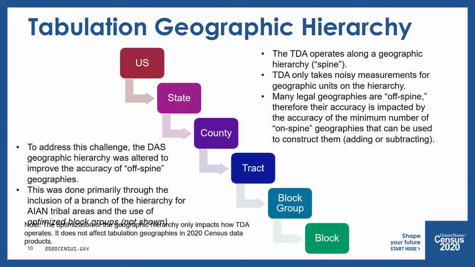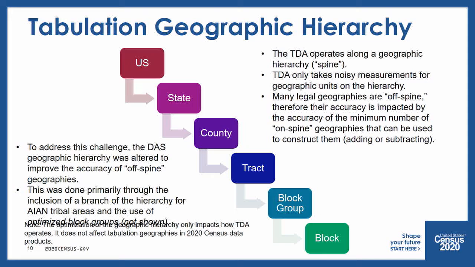Because a lot of the uses of census data are really focused on these off-spine geographies, we did want to find ways to improve overall accuracy for off-spine geographies for pre-specified use cases. To address this challenge, we altered the geographic spine that the top-down algorithm uses to improve these off-spine geographies' accuracy. This was done primarily, and I apologize for the formatting on the slide here, through the inclusion of a branch in the top-down algorithm's hierarchy for American Indian, Alaskan Native tribal areas, and the inclusion of what we call optimized block groups, which are not shown here and which Ryan will be talking about, that helped us bring those off-spine geographies closer to the central processing spine.